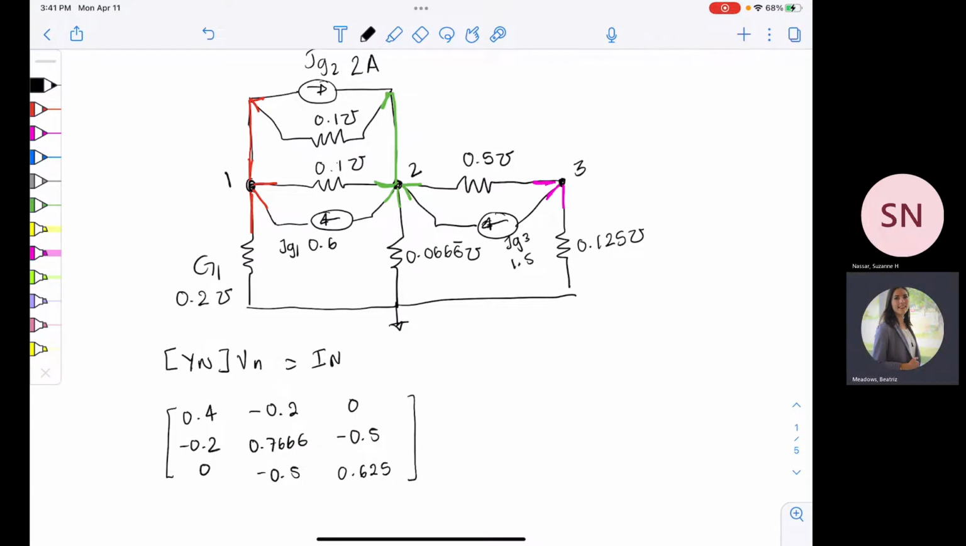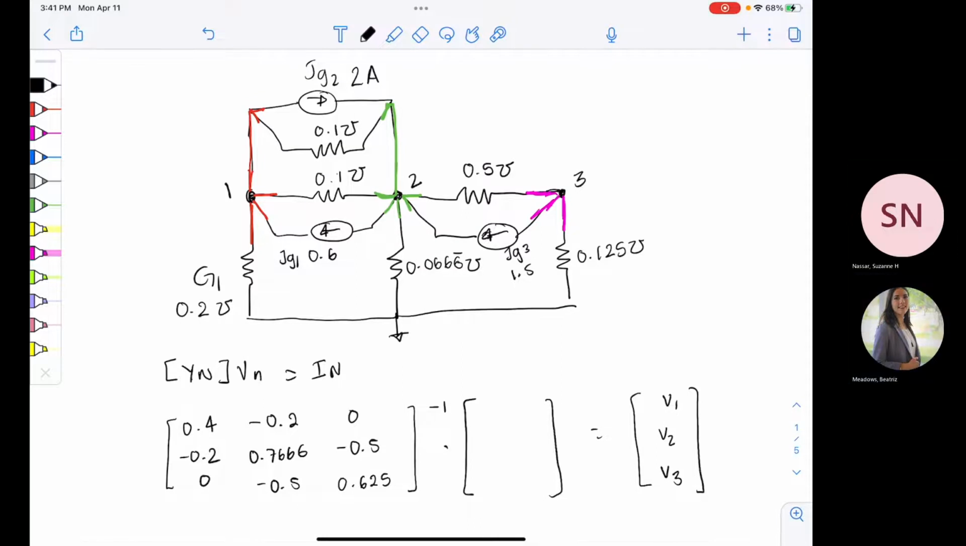Okay, everybody. So for the last node, it's 0.5 and 0.125, right? Yeah, just everything here. Okay, so we take the inverse of that matrix, the negative 1, times our current vector, and that will give us our V1, V2, V3, right? And what are our currents? Which is?